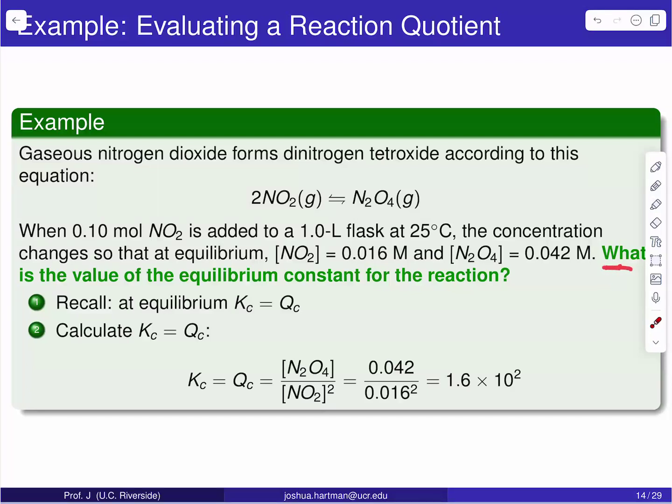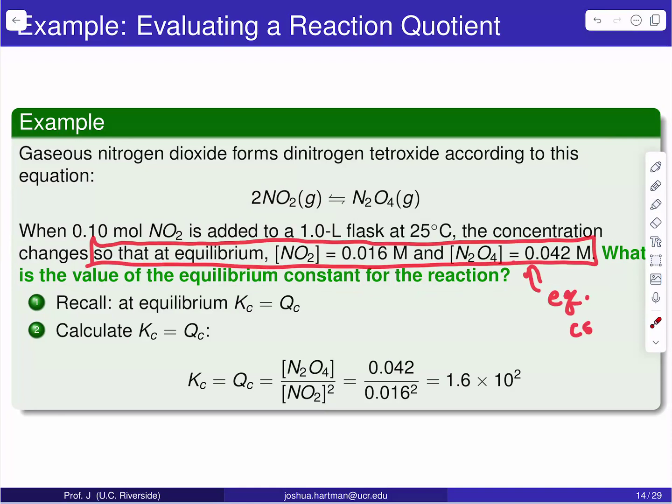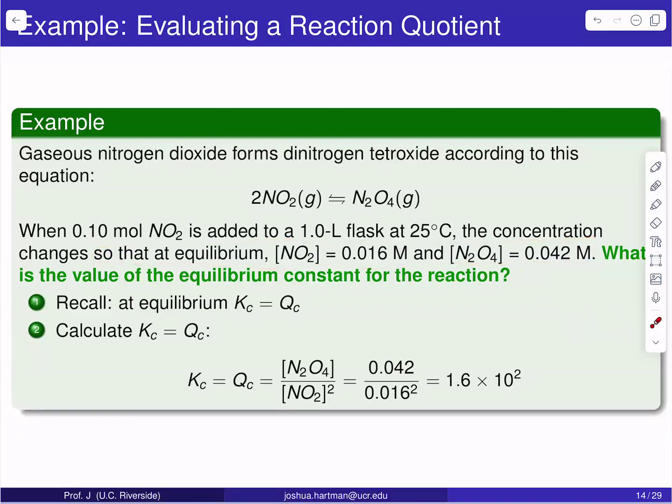Now let's determine what the value of the equilibrium constant is for this reaction. Now for this, what we are going to have to use is our second piece of information. Remember, the problem tells us that at equilibrium, we have the following concentrations. Okay, so we know our equilibrium concentrations. We're going to use these equilibrium concentrations to calculate QC. So remember that at equilibrium, QC and KC are the same, right? QC becomes that equilibrium constant.